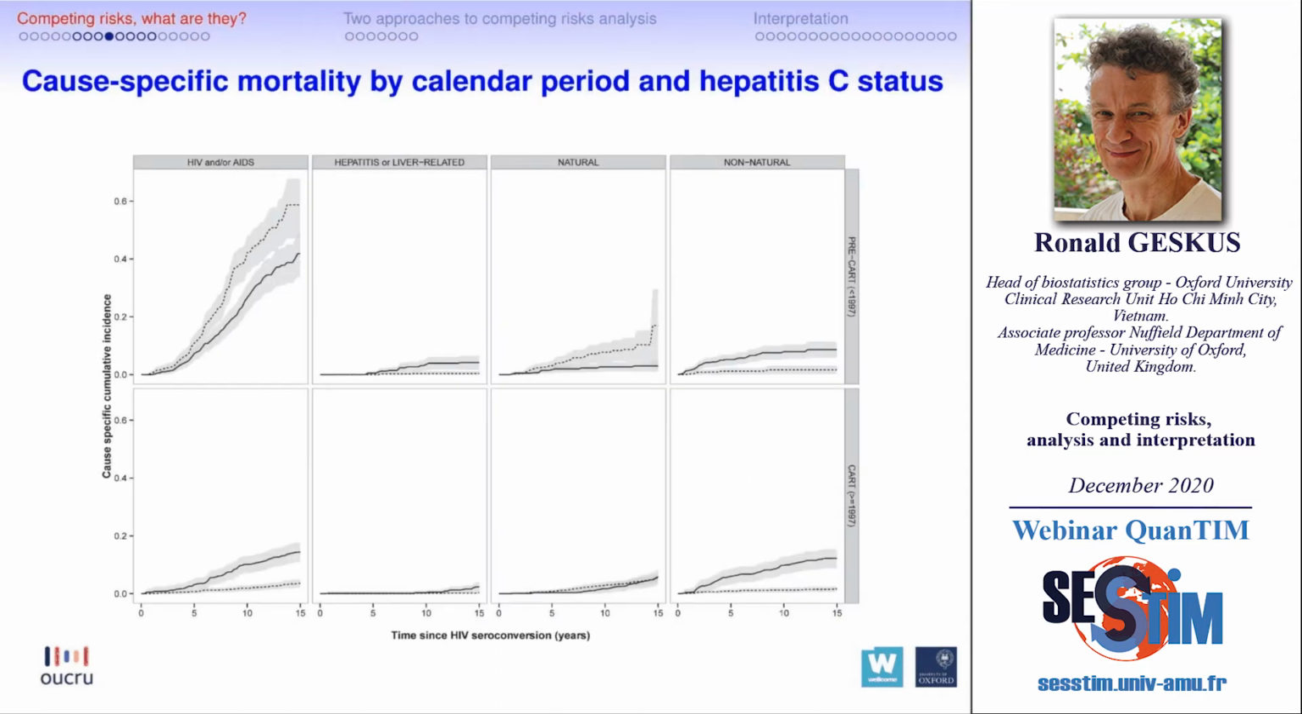Here are the curves. So each row corresponds to one of those time periods. So up till 1996 and after 96, the lower row is after 96. And there are two different groups in this analysis. Hepatitis C co-infected individuals and HIV mono-infected individuals, but that is not that important. What you do observe indeed is that in the second period, it's mostly the AIDS-related mortality that has gone down. And for the other causes of death, it is all less clear.